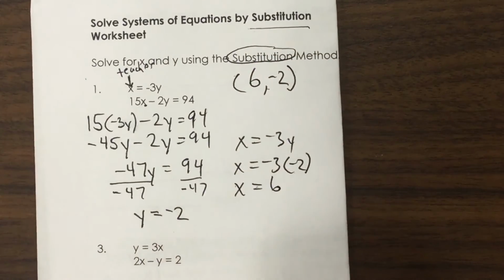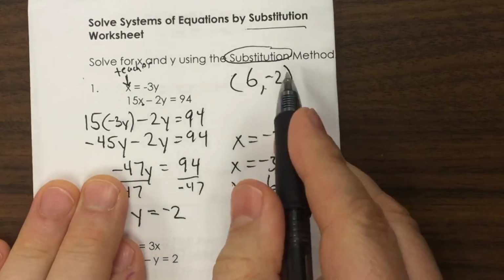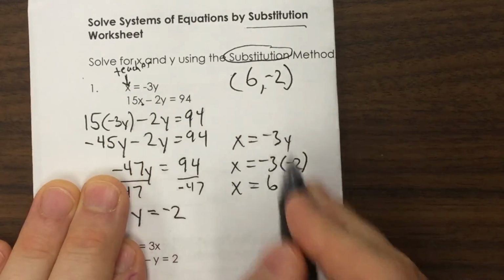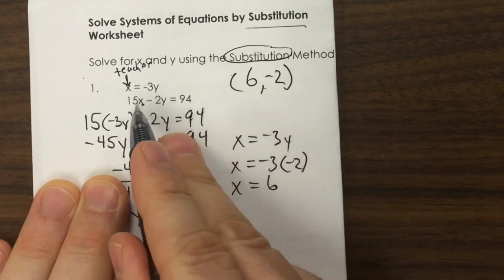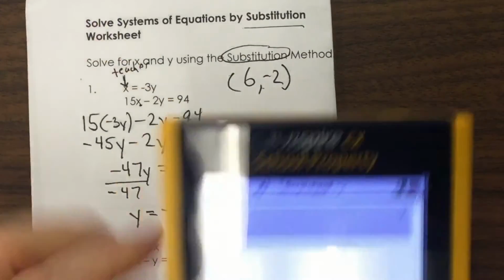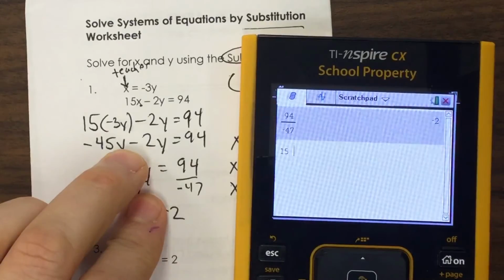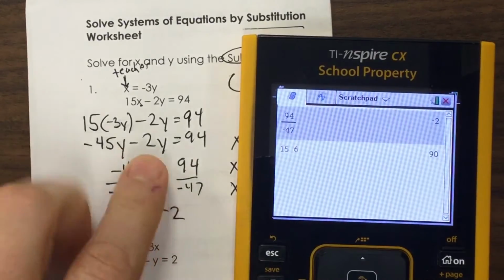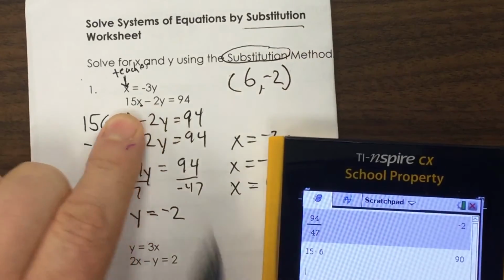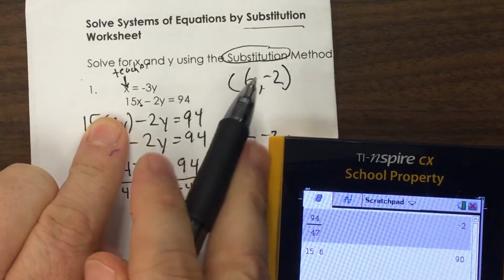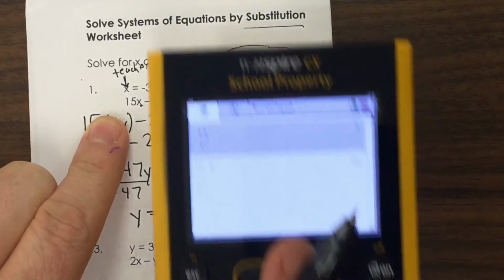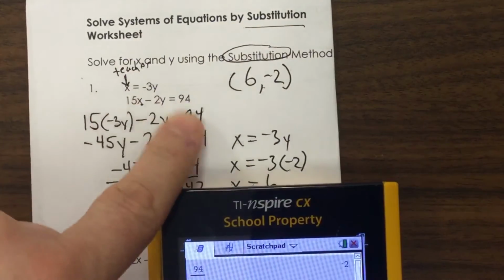Now you can check these by plugging these back into the equations. Basically 6 is equal to negative 3 times negative 2. That's true. And here 15 times 6. What is 15 times 6? 15 times 6 is 90 minus, here's a minus 2 times a negative 2. That's actually going to make it a positive 4. And 90 plus 4 is 94.